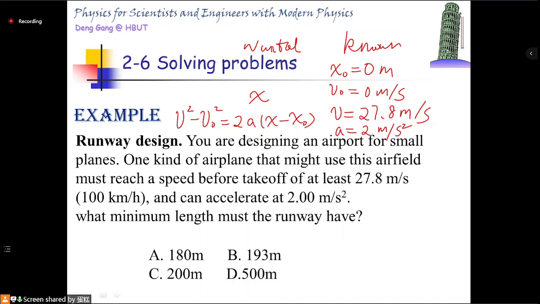So try to calculate it by yourself and tell me your choice. You can tell me your choice on the screen, or you can tell me your choice in the group. That's also okay.